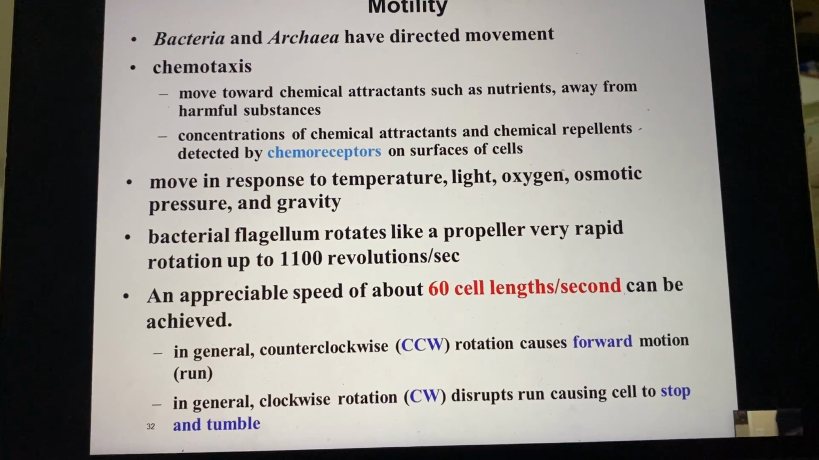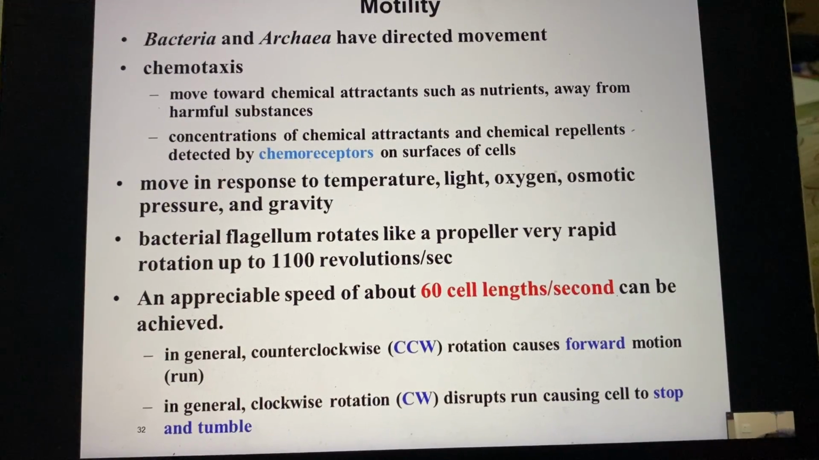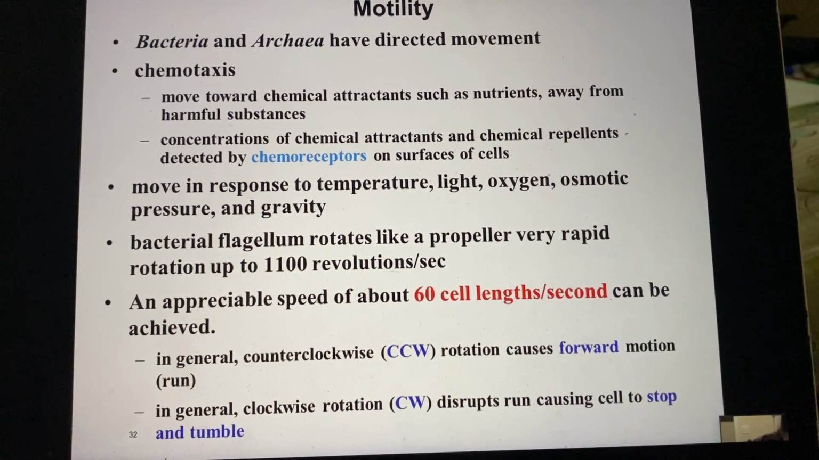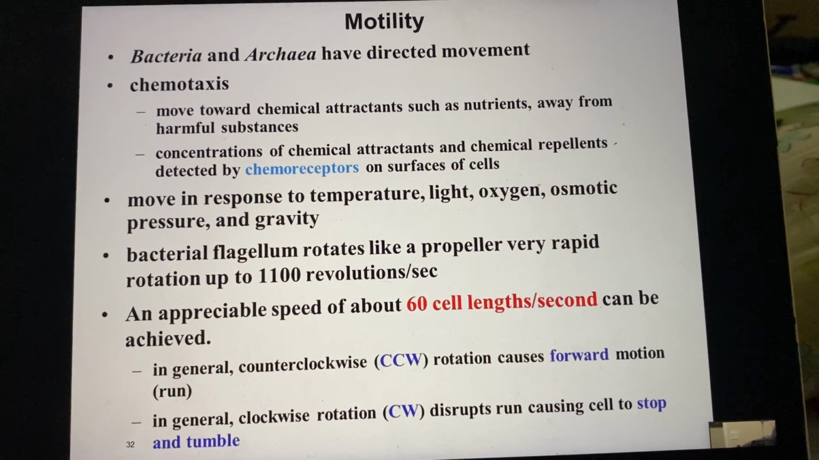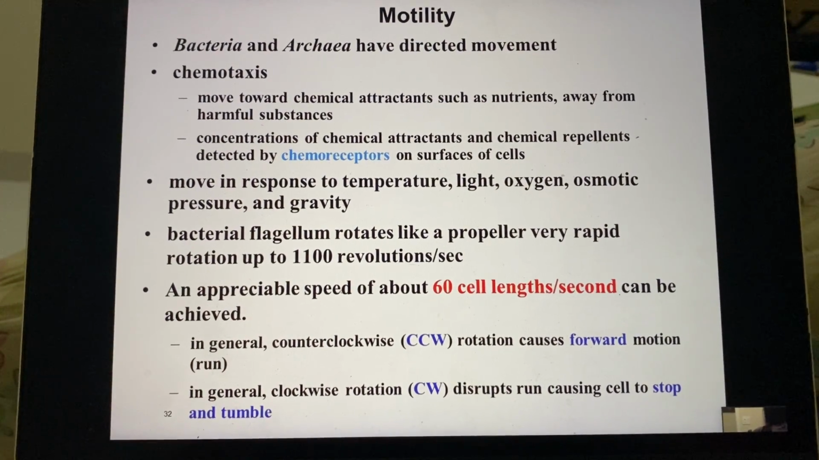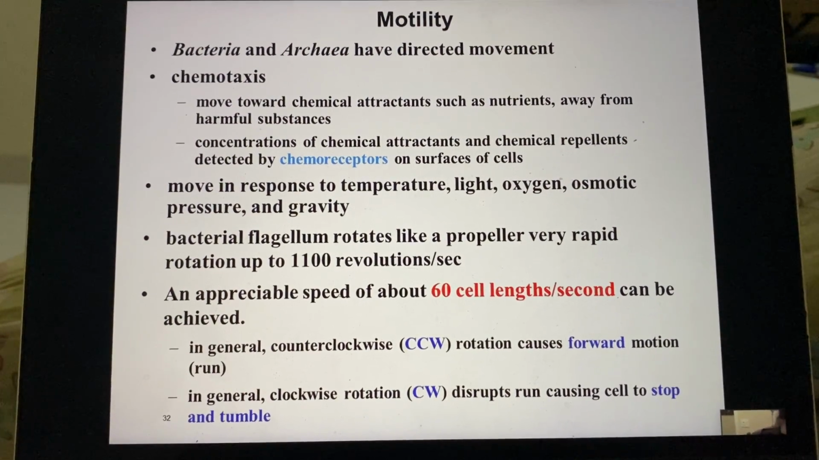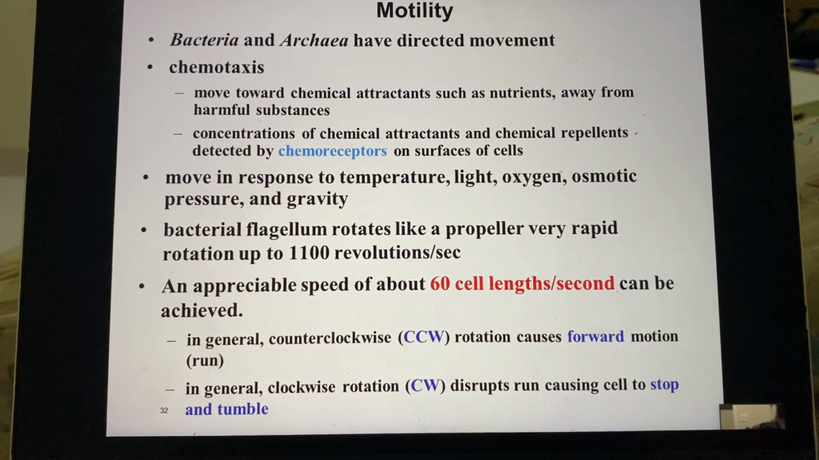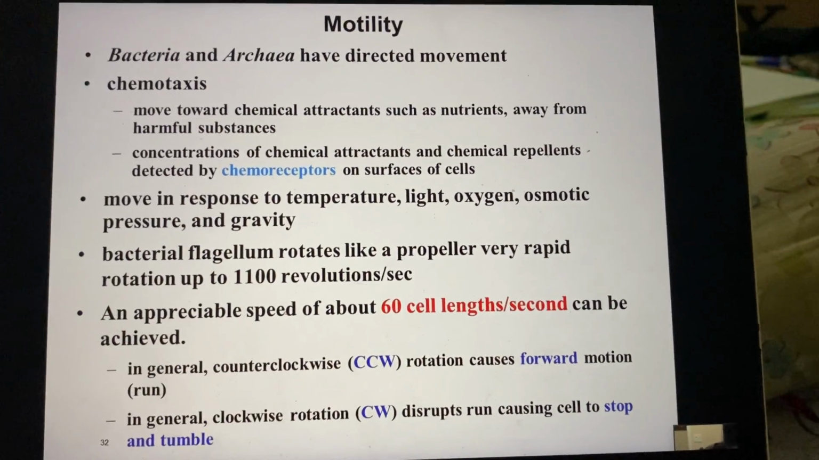So chemotaxis depends on the flagella being present, but it is a separate function. A bacteria may have flagella and may not be able to show chemotaxis, because that is another genetic property which requires some chemoreceptors on the surface of the cell. So having flagella and having chemoreceptors will make the bacterium motile and able to respond to some chemical signals. So these two properties are together and yet they are different.